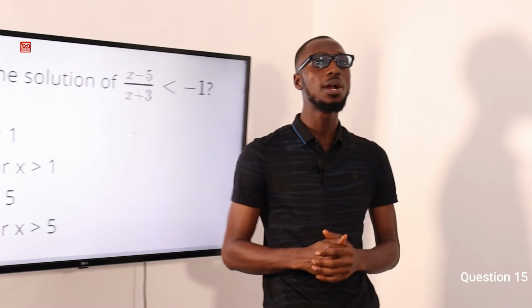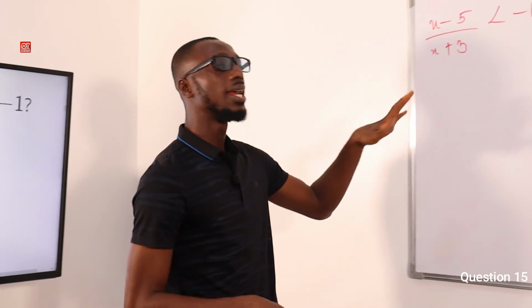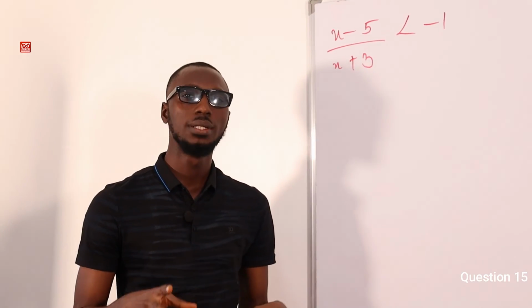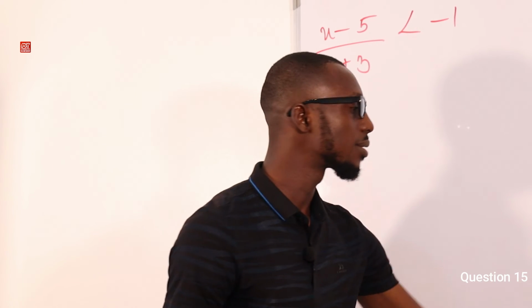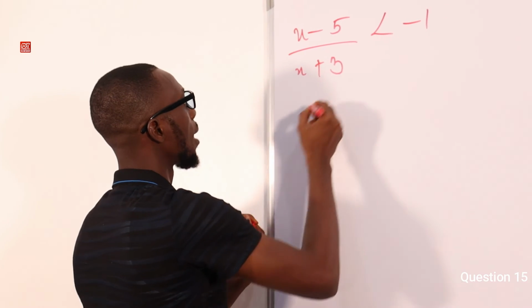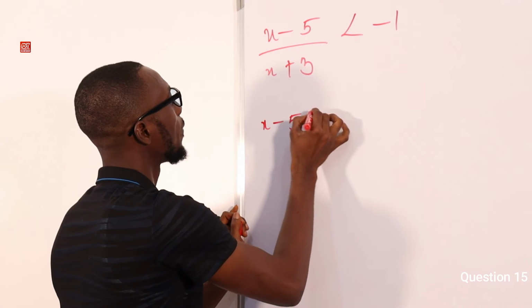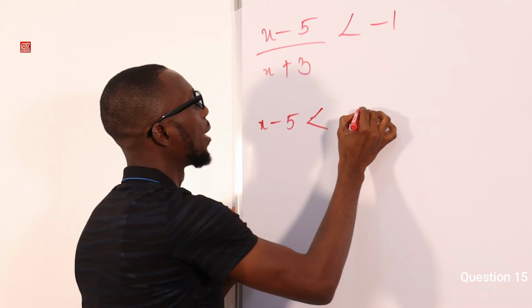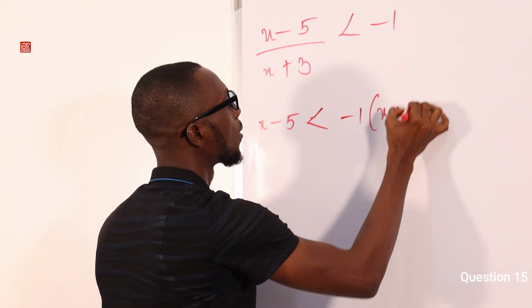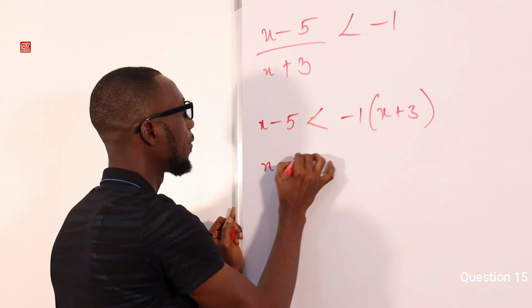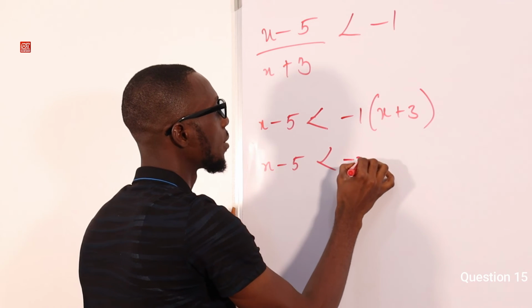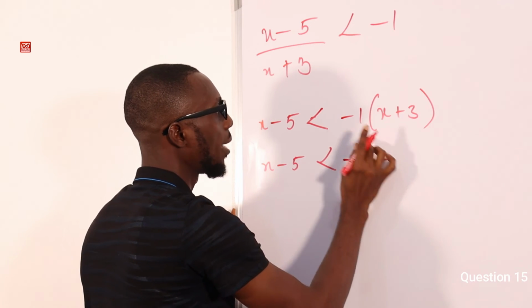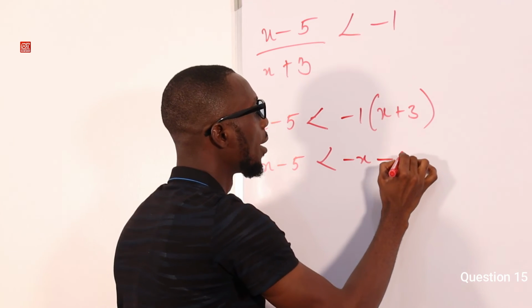Okay, so whatever thing we are going to sort out regarding x, it should be less than minus 1. So let's do this. I can decide to just make this happen. So we have x minus 5 less than, when this moves here, minus 1 into brackets x plus 3. So I have x minus 5 less than minus 1 times this, we have minus x, minus times plus, we have minus 1 times 3, we have 3.